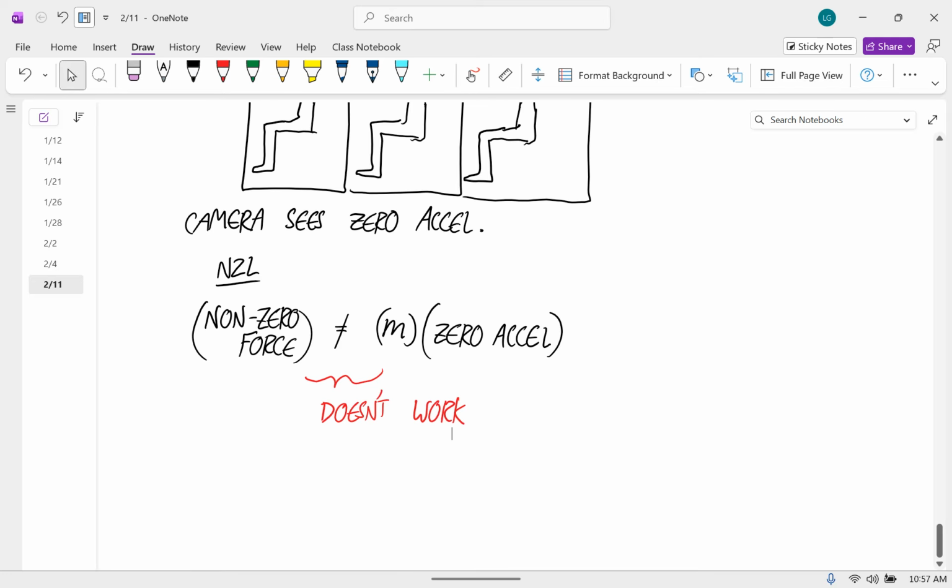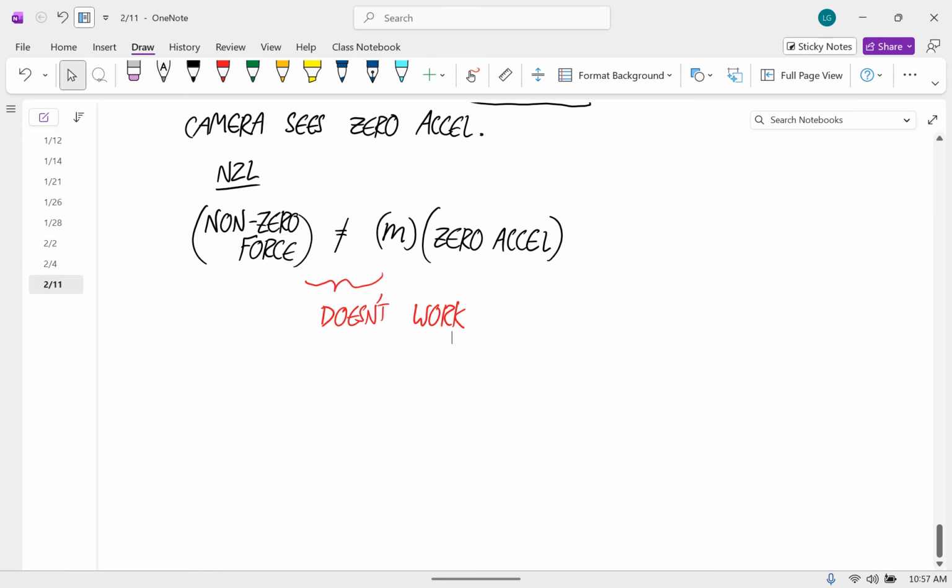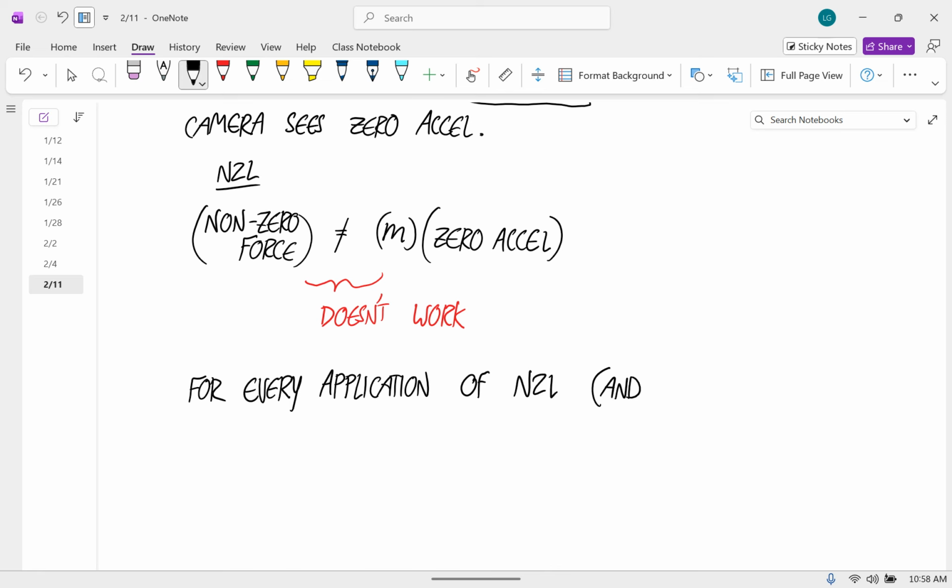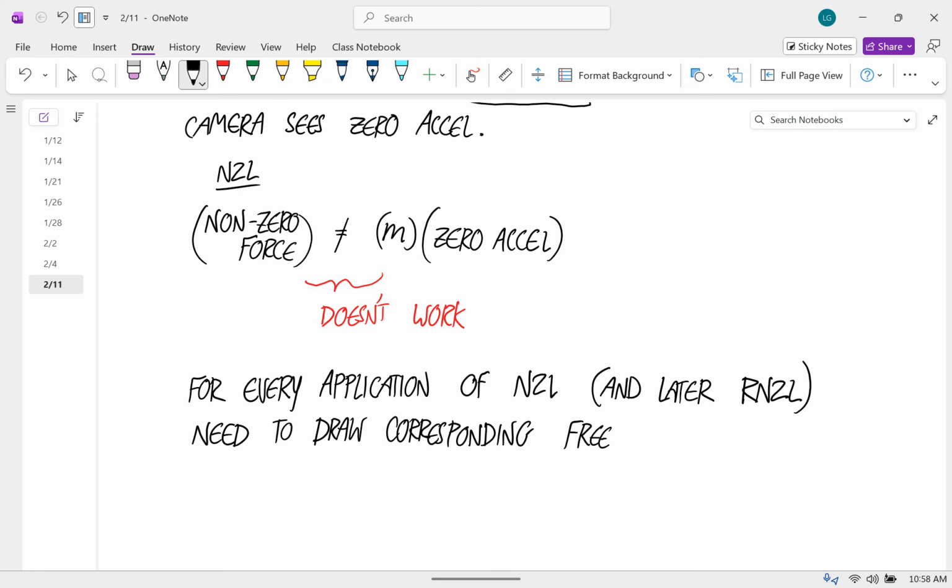The next thing I want to talk about is that for every application of Newton's second law, and later for every application of the moment equation that I'll call rotational Newton's second law, you need to draw a corresponding free body diagram. When I talk about these, I'll abbreviate it FBD, free body diagram.